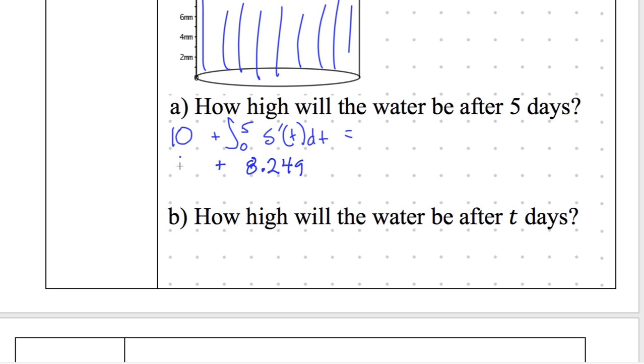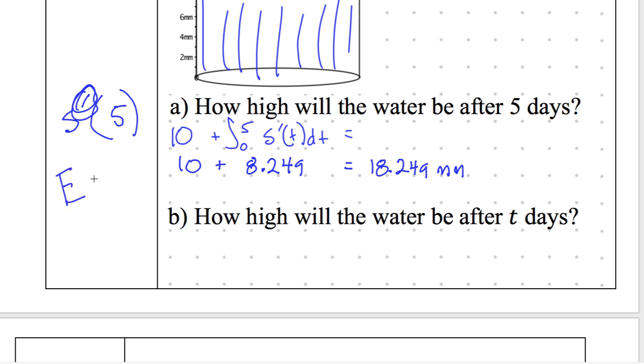So this is 8.249, still adding to 10, which gives us 18.249 millimeters. Yes, correct units. We are in millimeters, not millimeters per day, because we have gone backwards from this rate. How do you know when to put millimeters per day? Millimeters per day is whenever you're asking for a rate. So if I was asking for S prime of 5, that would be millimeters per day, because that is a rate, because it has a prime. Although sometimes they just give you a function E, where that E represents a derivative. In that case, you are still using the prime. It's not always when the prime, it's whenever this function represents a rate.